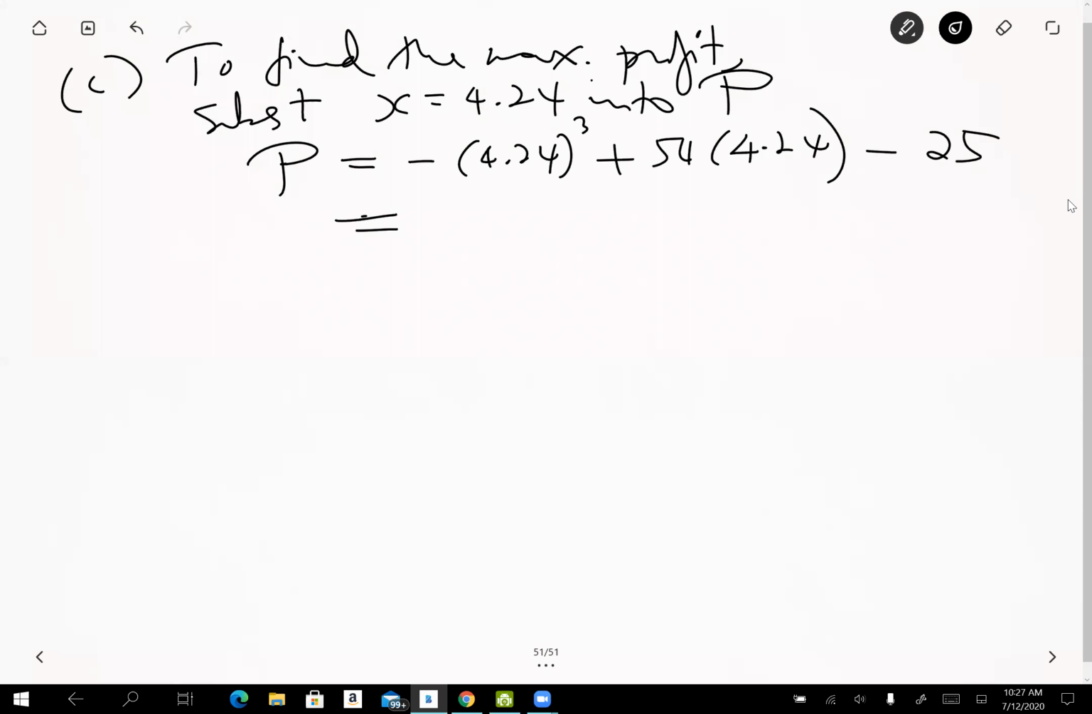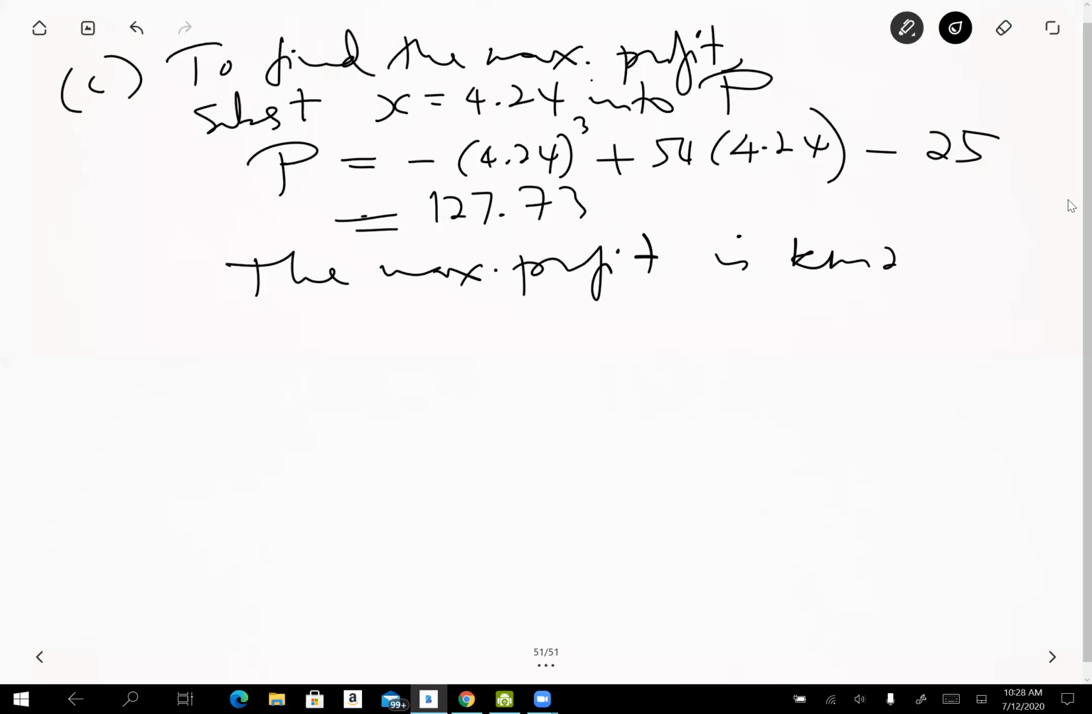I think you get 127.73. So we say that the maximum profit is RM 127.73. So that is part C, 3 points.